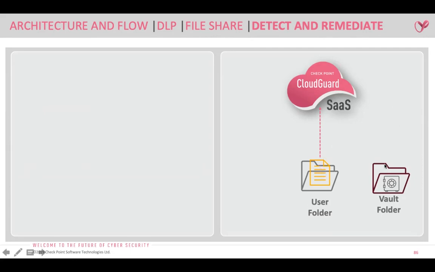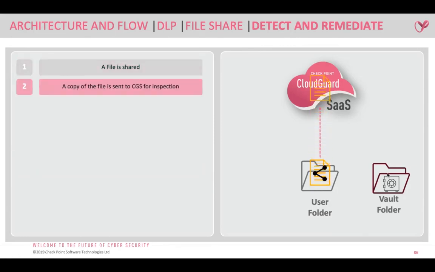And when you integrate it with the DLP of CloudGuard, it is going to create a vault folder. First, when a file is being shared, a copy of that file is sent to CGS for inspection, right? And CGS inspects the file on the basis of the kind of configurations that you might have pushed at the time of tuning the whole solution, right?